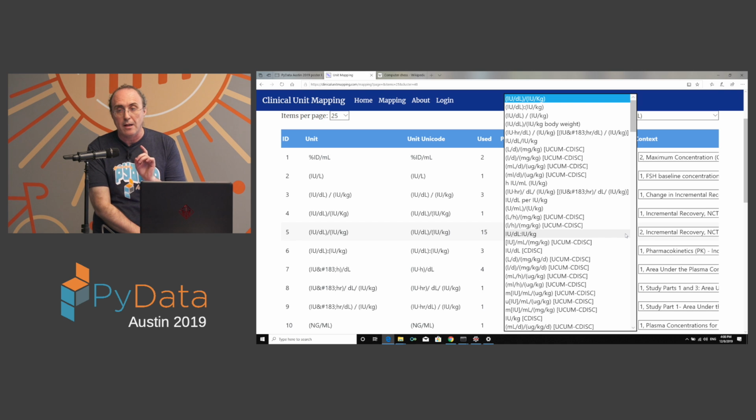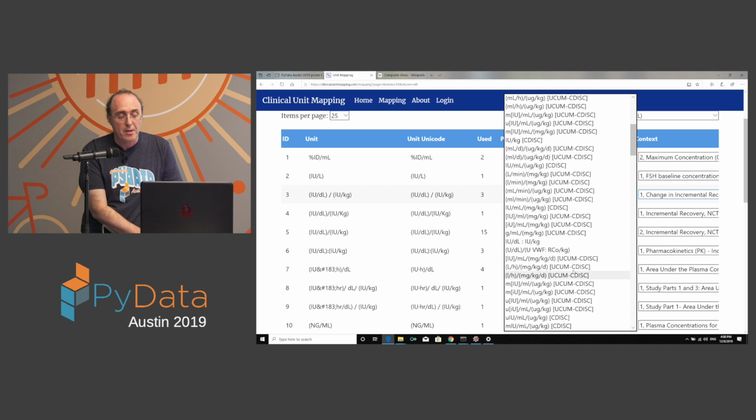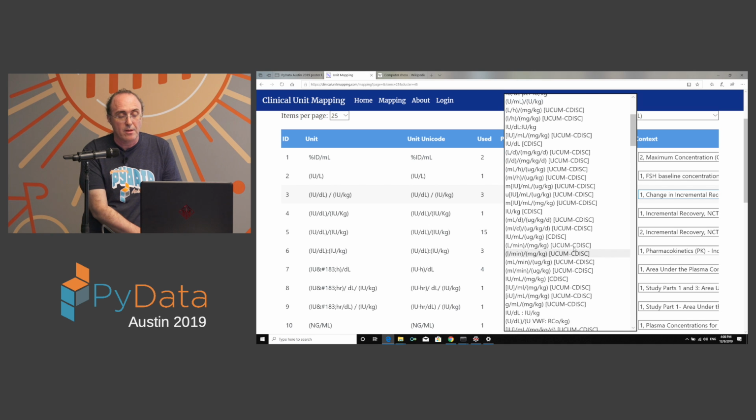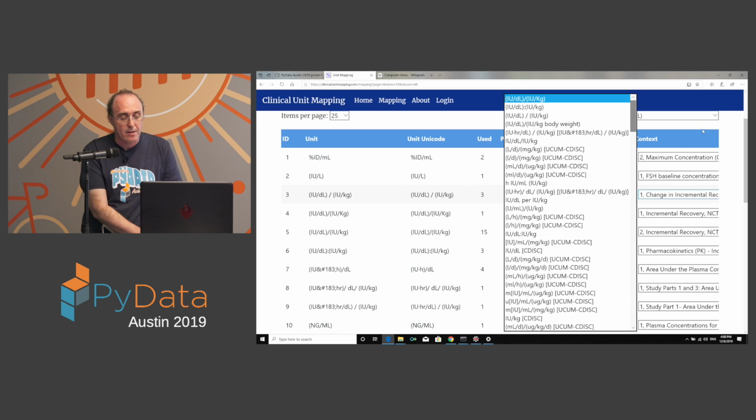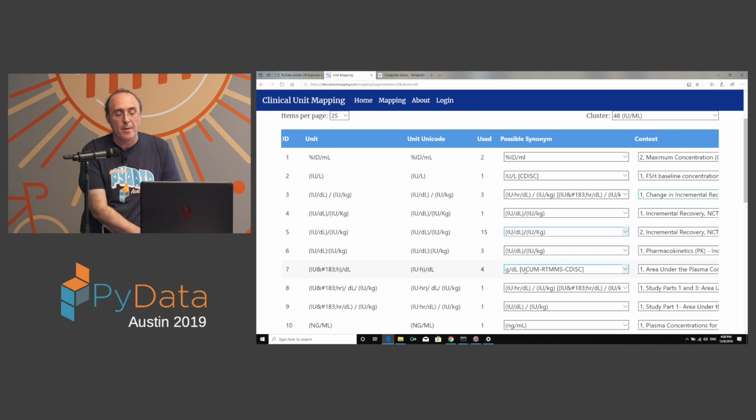Again, this is unsupervised learning. The system doesn't know anything about units. However, notice already we can mark those units that belong to existing standards. UCUM is a standard, CDISC is a standard, and if I scroll down or up, I'll probably find more units, maybe not in this situation, but here you see UCUM, RTMMS, and CDISC. This unit appears in all of those.